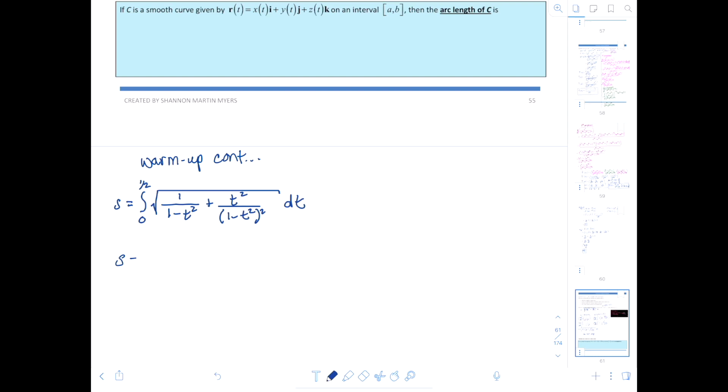Simplifying, we will have S is equal to the integral from 0 to 1/2 of, I'm just getting a common denominator, so we need a factor of 1 minus t squared on the first term, and then we'll have plus t squared all over 1 minus t squared, the quantity squared. That's all under a square root, dt.